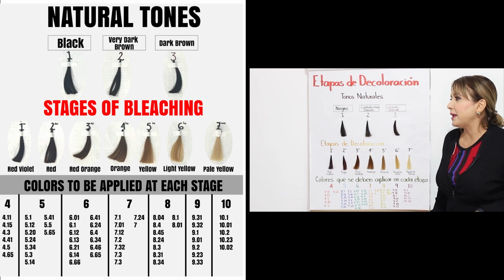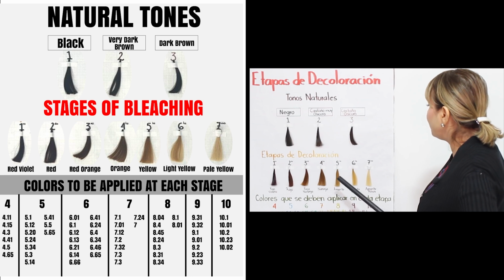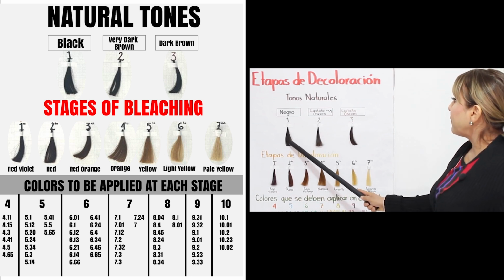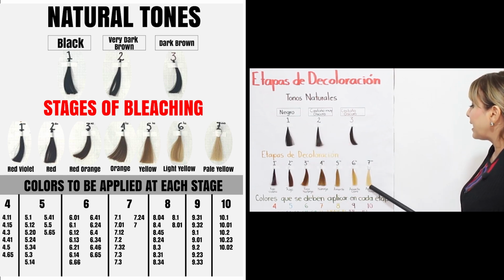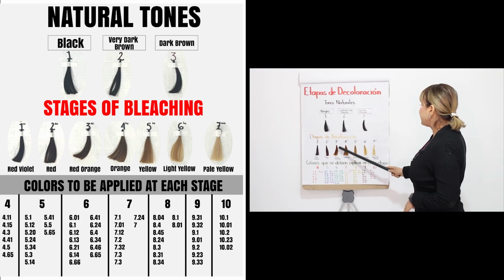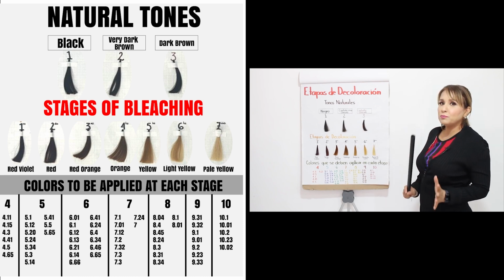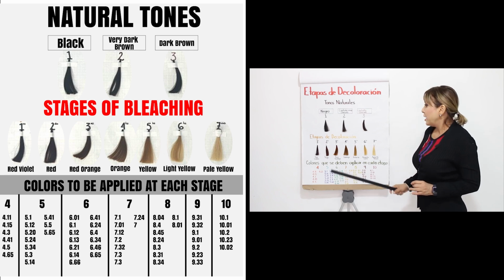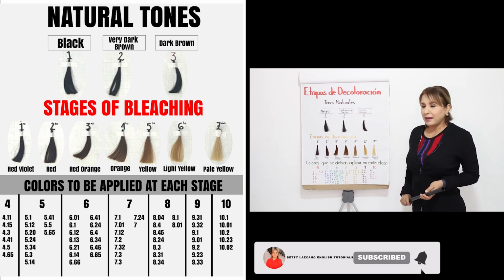colorimetry. Hair goes through different phases when bleaching. I want you to observe how black hair gradually lightens until it reaches a pale yellow. This type of discoloration can occur in virgin and thick hair. It is where you can get a much lighter discoloration.